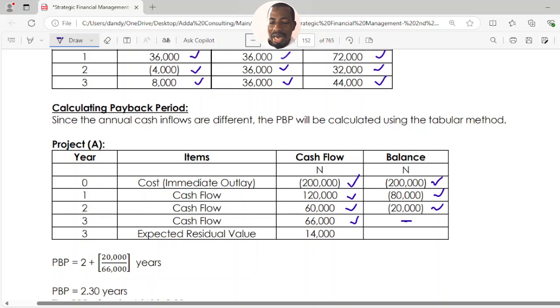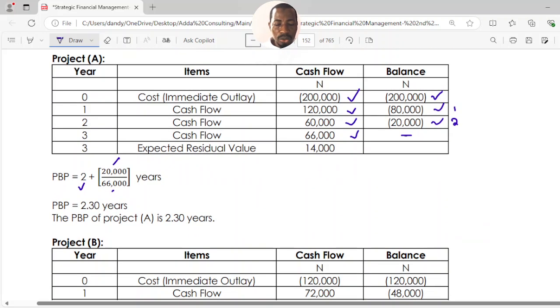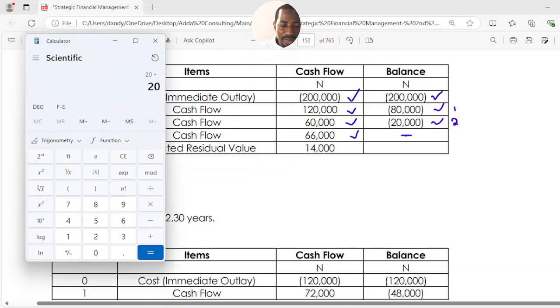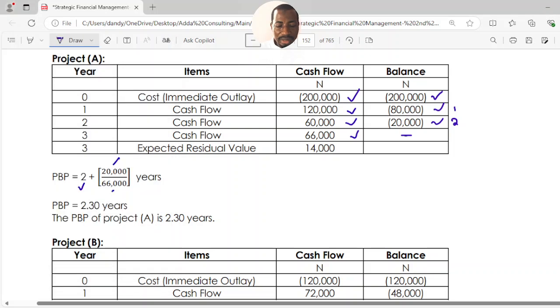So I need to ask, how many years have I recovered out of the 200,000? I've recovered the first one, I've recovered the second year. So that's why you are seeing 2 here. Then plus the outstanding balance of 20,000 naira divided by the next cash inflow of 66,000. This is what produced. I'll just carry my calculator. 20,000 divided by 66. That produce 0.3. Then plus 2 years. That's 2.3 years. That's why you are seeing the 2.3 years here. All right. So that's that.